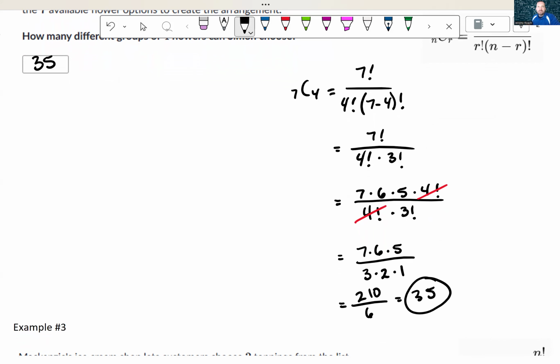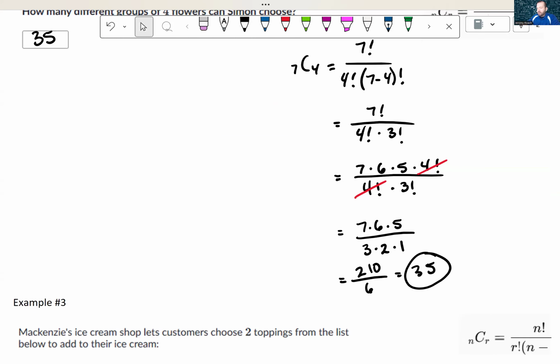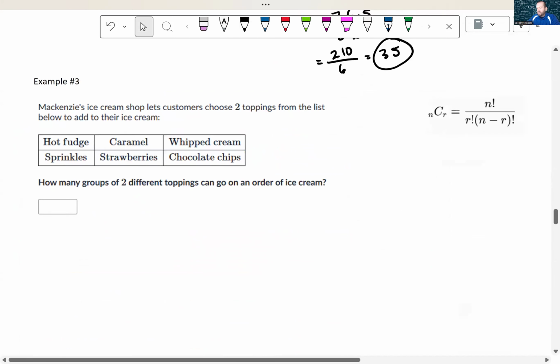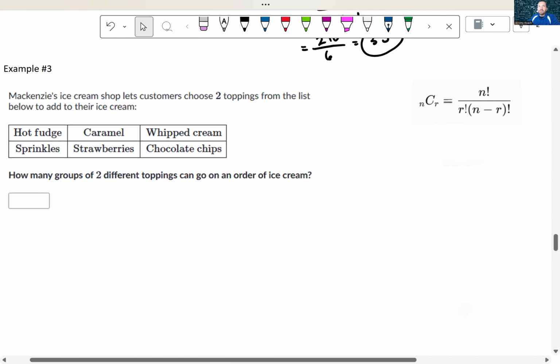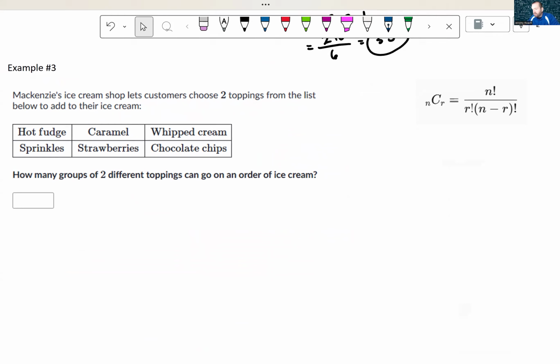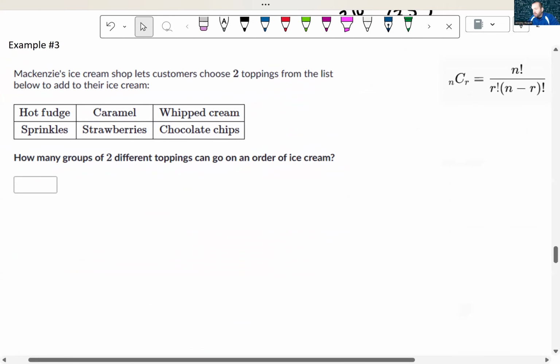Okay, our last example problem on combinations. This one doesn't tell us the total number of toppings from the word problem. We have to look more carefully for what n is. It says Mackenzie's ice cream shop lets customers choose 2 toppings from the list below to add to their ice cream. How many groups of 2 toppings can go on the order of the ice cream? Well, it doesn't matter the order of ice cream toppings.